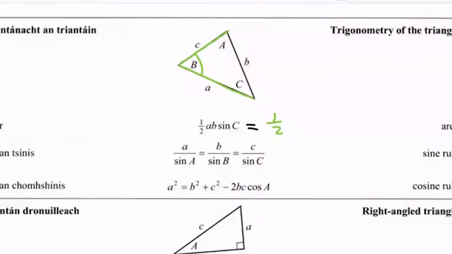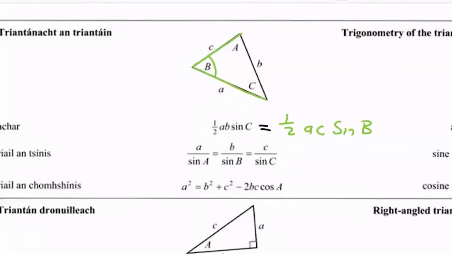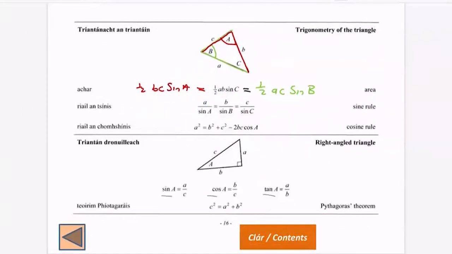You could take, for example, this side and use this angle: half AC sine B. That's perfectly fine. Do you see it's the included angle for those two sides? So you end up using all three letters. Or of course you could take B and C, but you'd have to take angle A. Any of those formulas are all the same thing.